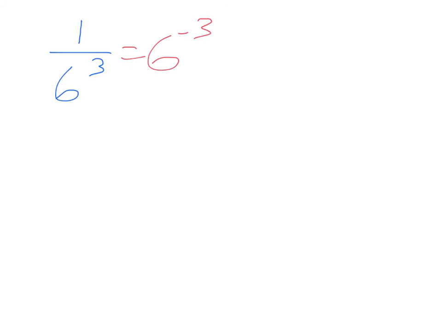But here's an interesting one. How would you write this with a negative exponent, but the negative exponent cannot be negative 1? How can you write this so you do not have a negative exponent? So you have a negative exponent, but your negative exponent cannot be negative 1.